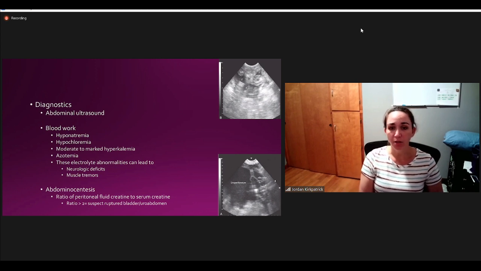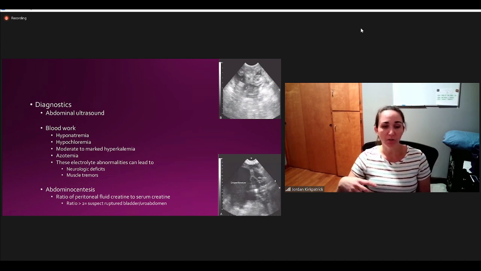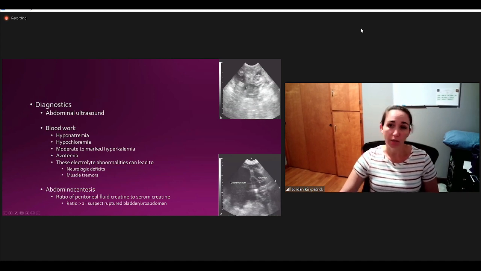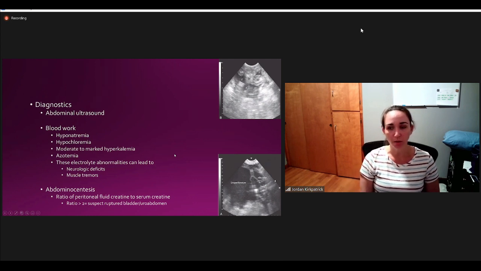Abdominocentesis is another thing where you put a teat cannula into their abdomen and get a sample of fluid. If the abdominal creatinine is greater than 2 times the peripheral creatinine, that's pretty definitive for a ruptured bladder. So again, like in this case, when you may not be sure what that fluid is, that is a good indicator. This one, it's fairly obvious, but in this ultrasound, you may not know, and that's where the abdominocentesis could come in handy.